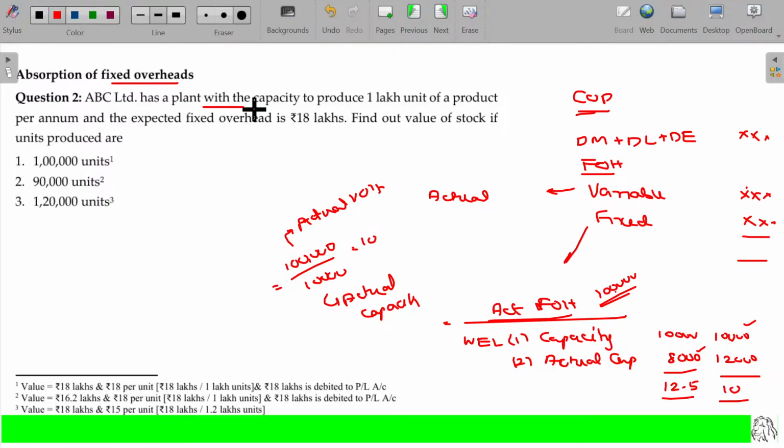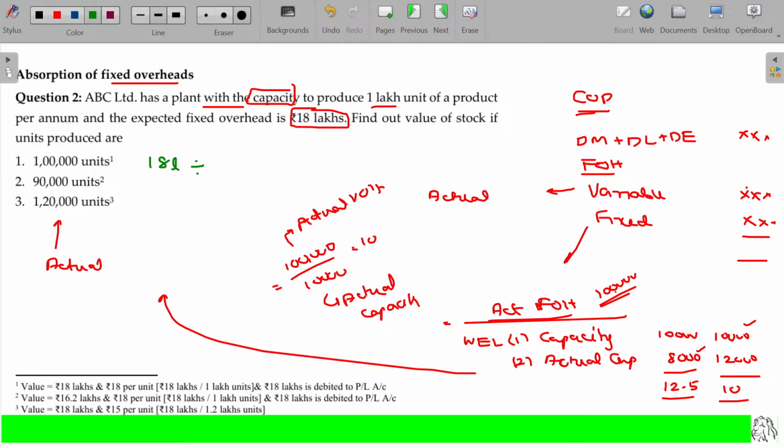ABC Limited has a plant with a capacity to produce 1 lakh units. This is the system capacity. And the expected fixed overhead is 18 lakhs. Find out the value of the stock if units produced are 1 lakh, 90, or 120 thousand. This is actual. How do you calculate? The same formula is going to be used. First case, 18 lakhs divided by system capacity or actual capacity, whichever is lower, both are the same. So, per unit fixed overhead is 18 rupees.